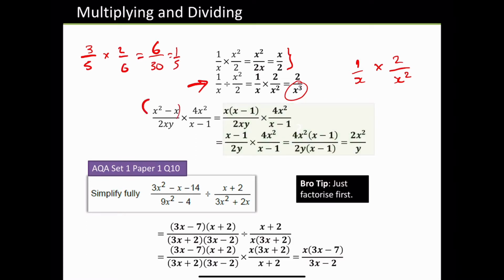Same again here. Could you factorize? Factorize first in order to be able to simplify. So you'll see that these two will cancel each other out at this stage here, and you're left with 2x squared all over y.